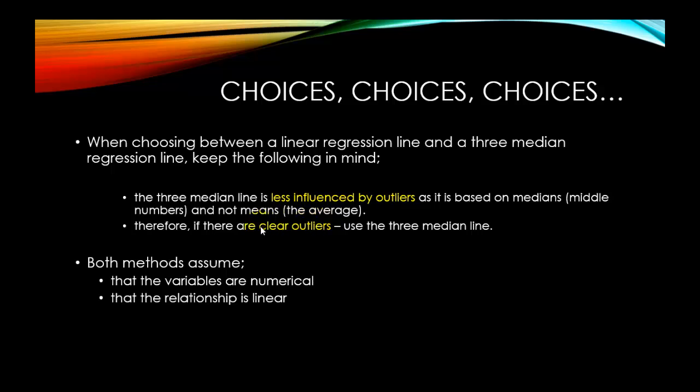Both the linear regression line and the 3 median line methods assume that the variables are numerical and that the relationship between them is linear. So hopefully this has made a bit of sense. When you're choosing between linear regression and 3 median, you choose the 3 median if there are clear outliers, and you should choose linear regression if there are no clear outliers.